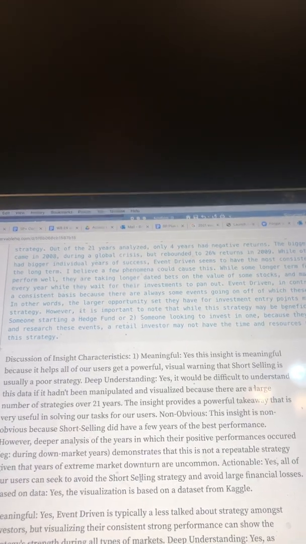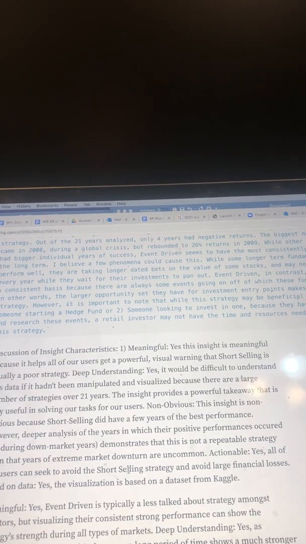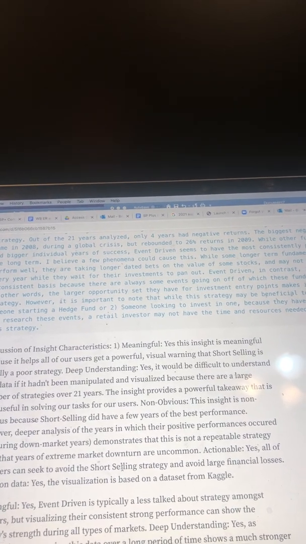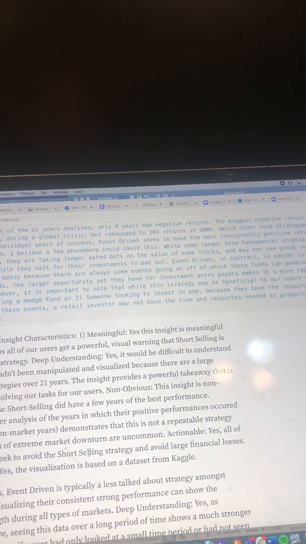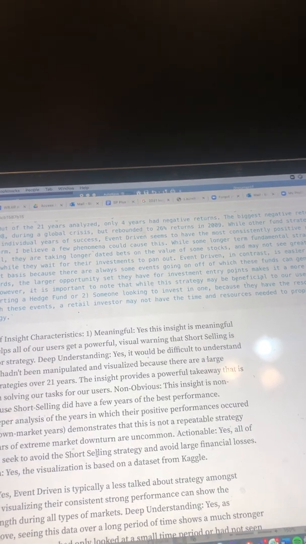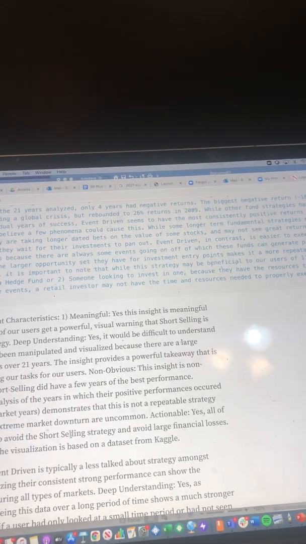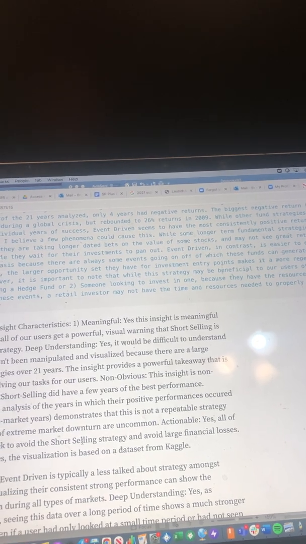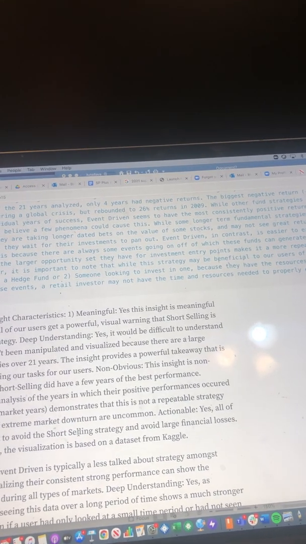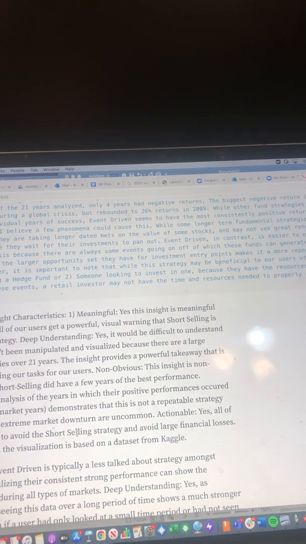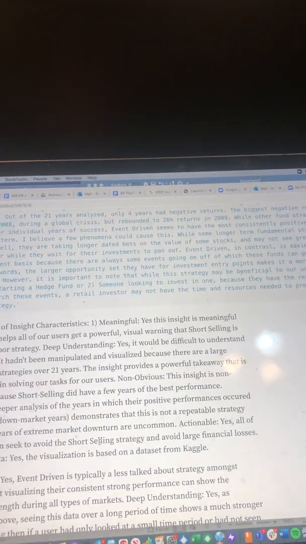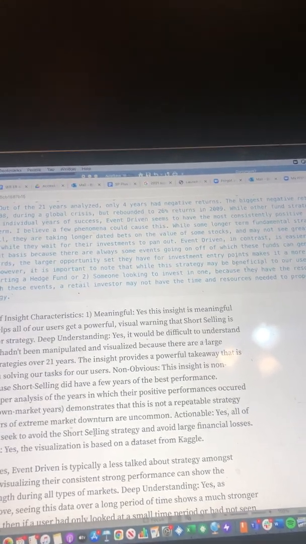Thinking about if it's meaningful, it is meaningful because users get a powerful warning that it's a bad strategy most of the time, and it would be difficult from a deep understanding perspective if it hadn't been visualized to actually see over 21 years that this wasn't the greatest thing to do. It's also not really obvious because it did have, as I mentioned, a few years of good performance, but without seeing it all laid out on a time series basis, it's harder to see that it's actually usually a pretty bad strategy. Obviously, it's meaningful because people can prevent losing money, and it's actionable because they can not use a strategy and avoid losses.